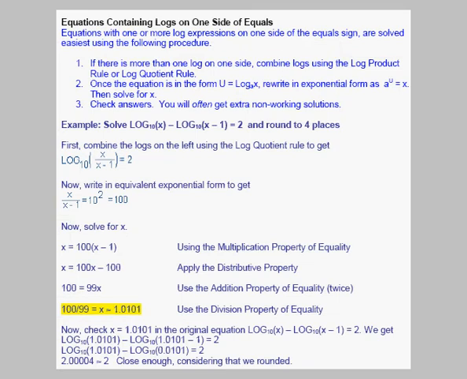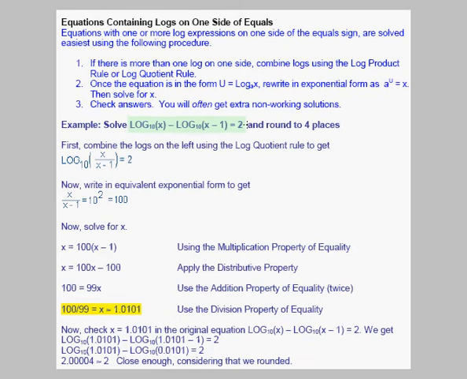Now we're going to look at an equation that has logs on one side of the equals sign. In this case, we're going to look at the equation log base 10 of x minus log base 10 of x minus 1 equals 2. We're going to get a solution and round it to 4 places.